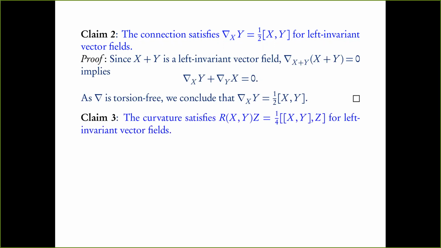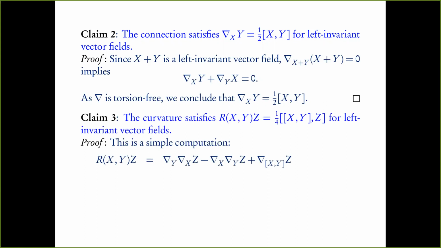Okay. Now we're going to move on to claim 3. So claim 3 is saying that the Riemann curvature Rxy acting on Z is 1/4 the Lie bracket of the Lie bracket xy with Z, again for left invariant vector fields. Why is this true? Well, again, this is basically a simple computation because you simply compute. So what is Rxyz? It is nabla y, nabla x, Z.